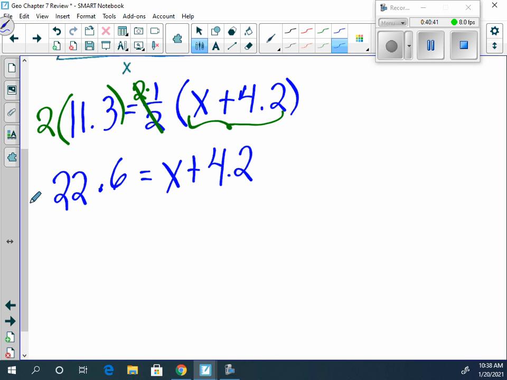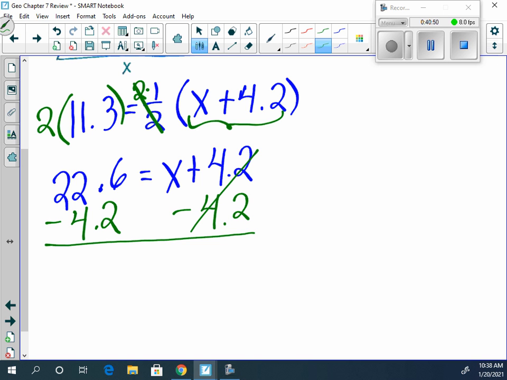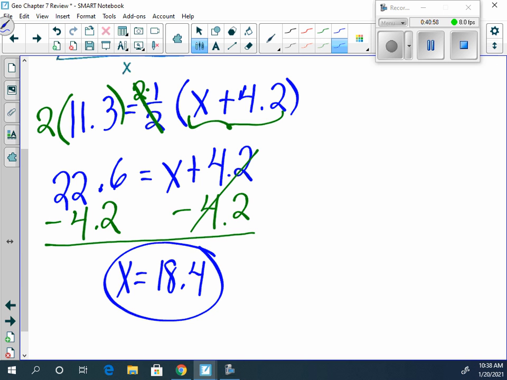So last but not least, what do we need to do? I need to subtract 4.2 from both sides. Those cancel. And it tells me x is equal to 18.4.